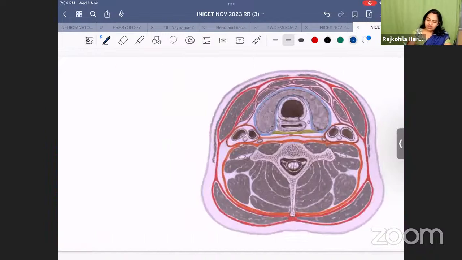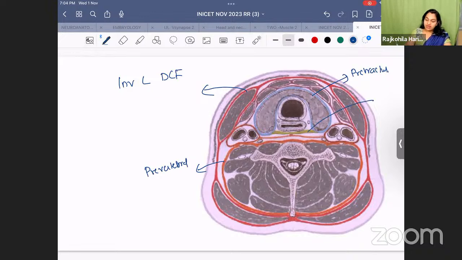Again, here another important image-based question. This red color is the investing layer of the deep cervical fascia. This blue enclosing the thyroid gland is the pretracheal fascia of the deep cervical fascia. You can see the vertebra. This is the prevertebral layer of the deep cervical fascia. This green one that you see here is the buccopharyngeal fascia. Now this prevertebral will divide into an anterior layer and the posterior layer.